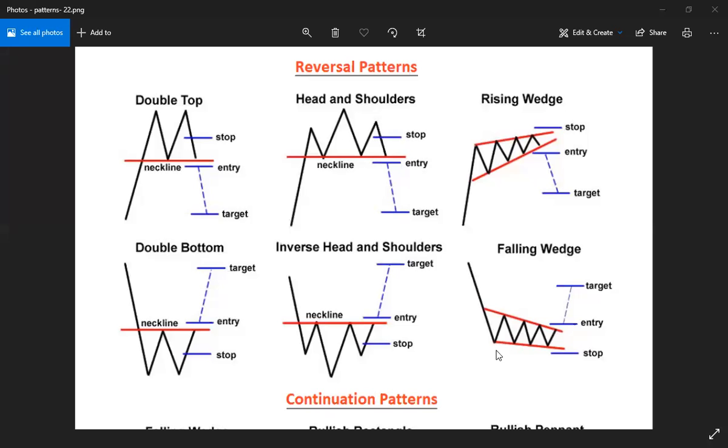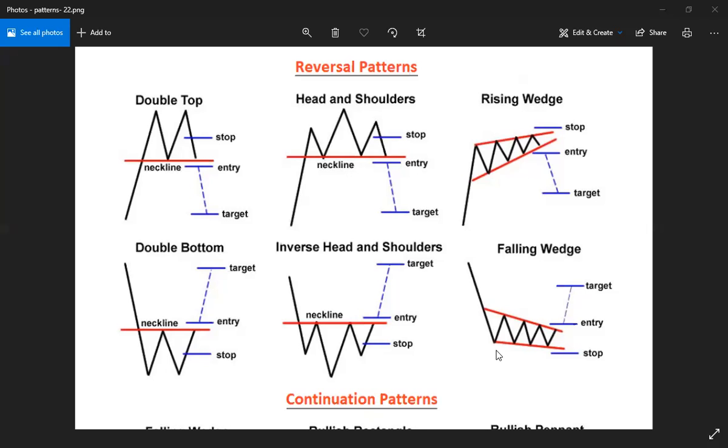So guys, what you see on my screen is called chart patterns. Now, there are patterns that you see in the market that will tell you that an uptrend is about to come to an end. Also, there are patterns you see in the market that will tell you that a downtrend is about to come to an end. You understand?